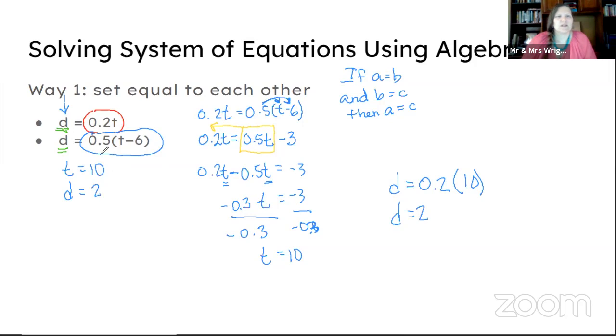D equals 2. And these are the same values we got for t and D when we looked at the graph and solved it via graphing. We saw that we had only gotten 2 kilometers and the horse caught up to us in 10 minutes.